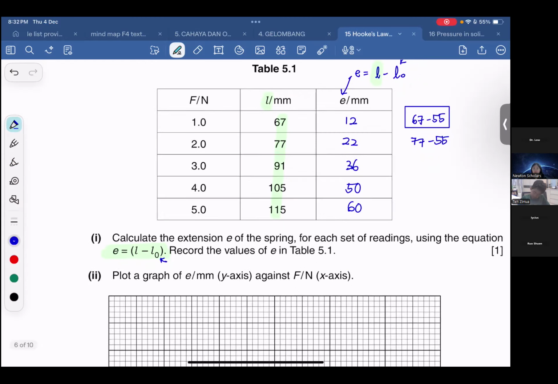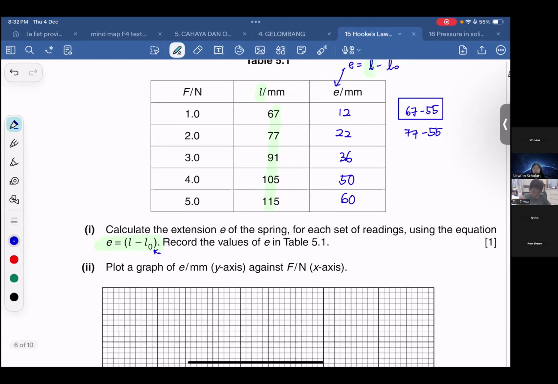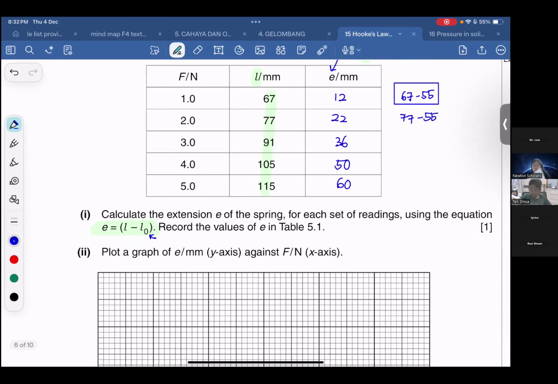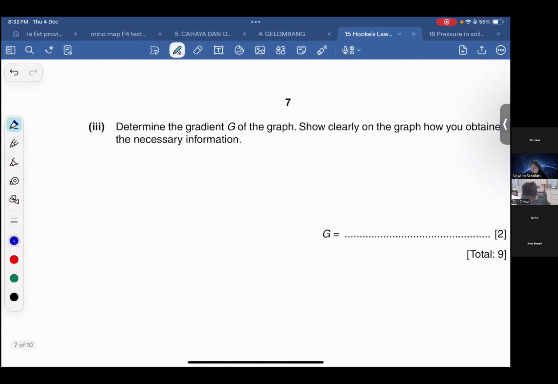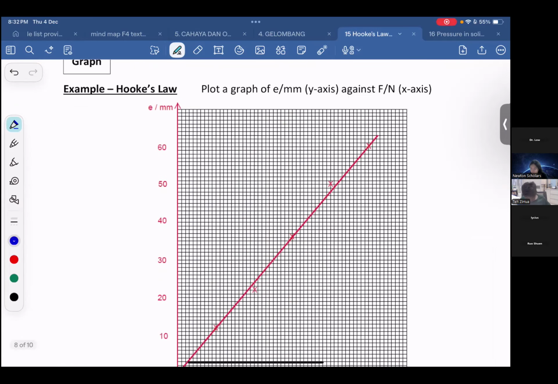Okay, is that clear? Now I'm going to teach you how to plot the graph. Let me check. If I'm not mistaken, I have provided the technique for plotting the graph. Can we go to your page number 8? I'll teach you how to plot a graph in IGCSE. Look at page number 8.